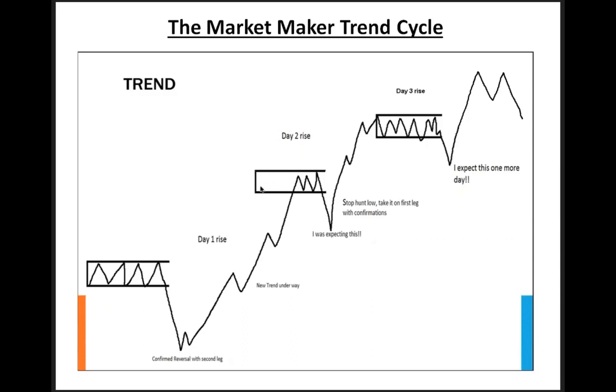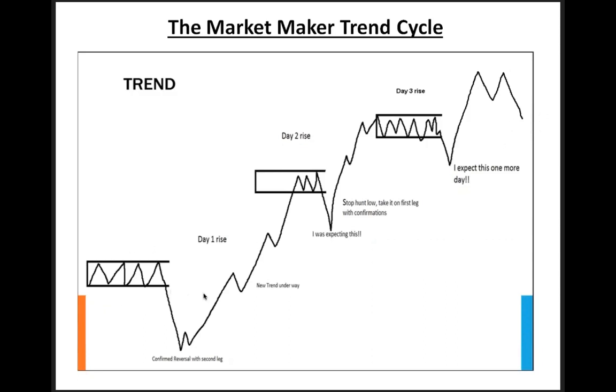Into day 2, Asian session accumulation. We're expecting another day of rise, so we have a stop hunt low, then rise, 3 pushes up. Into day 3, Asian session accumulation. One more day of rise, so another stop hunt low into this rise, into this M structure to round out the cycle and give you your midweek reversal.